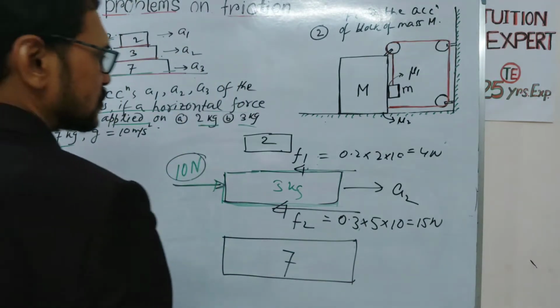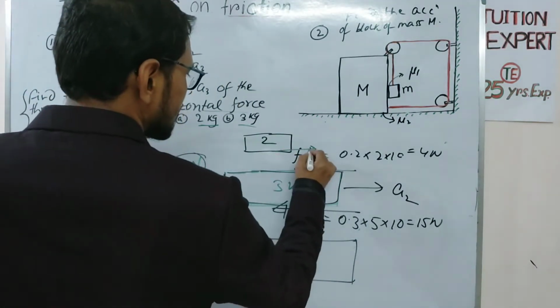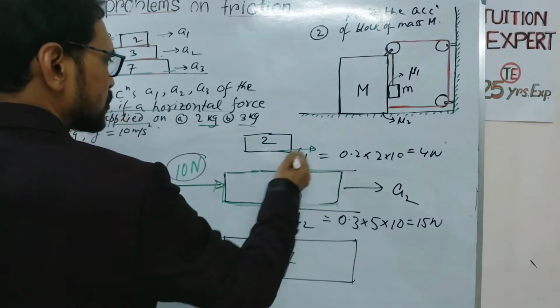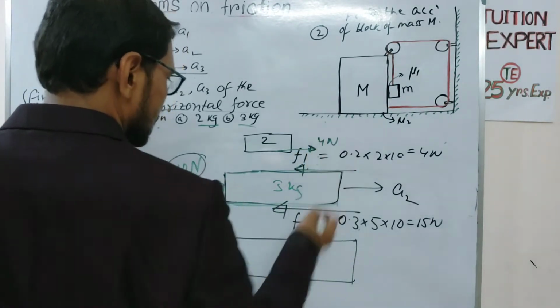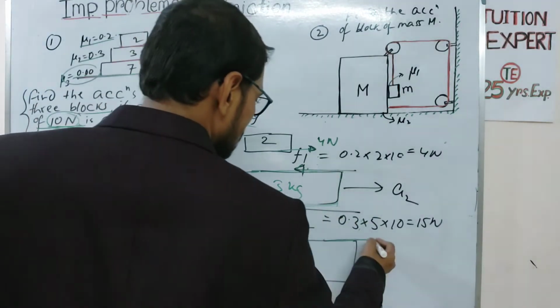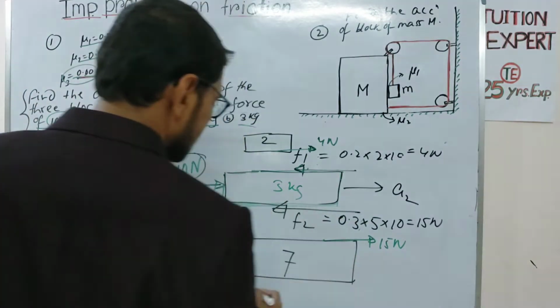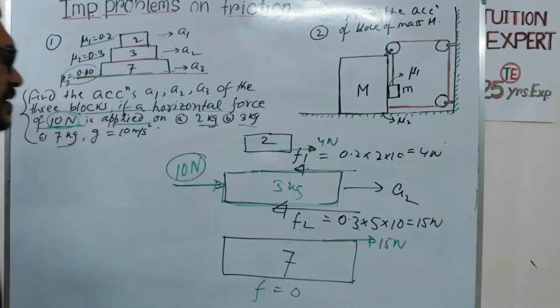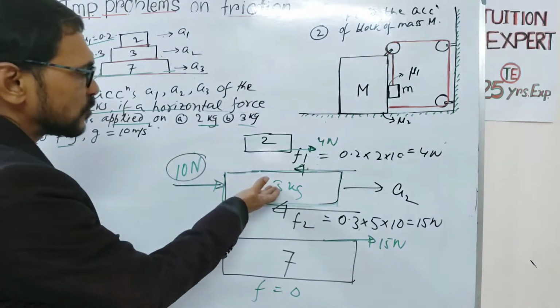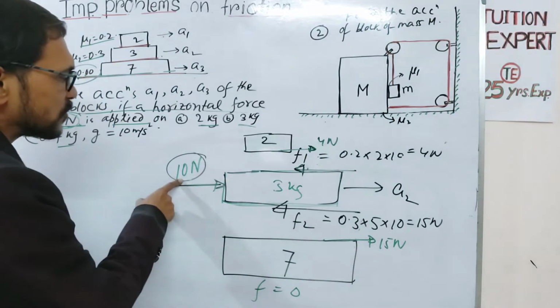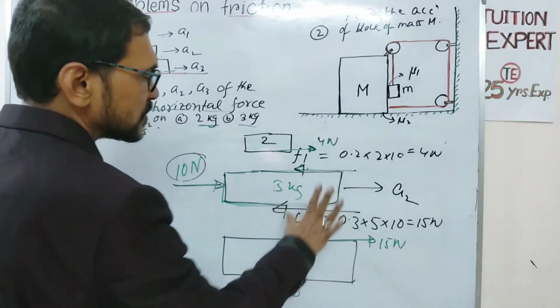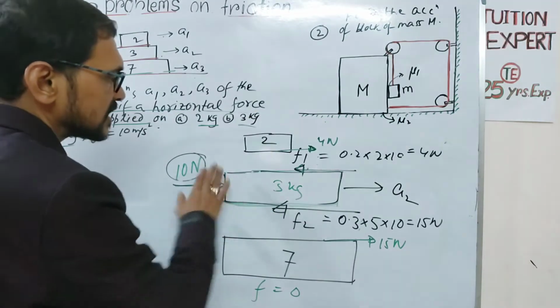So on the 2 kg block, this is the opposing force, so this will be the driving force. This will be the 4 Newton and 15 Newton acting in this direction. Here there is no friction force. Now the 3 kg block cannot move over 2 and 7 because the applied force is 10 Newton but the opposing force is 15 Newton. So 3 cannot move.